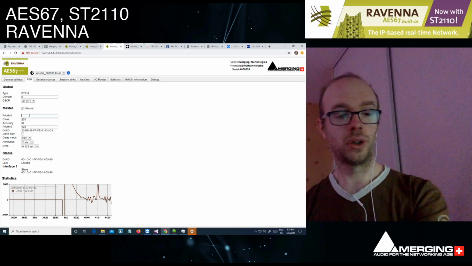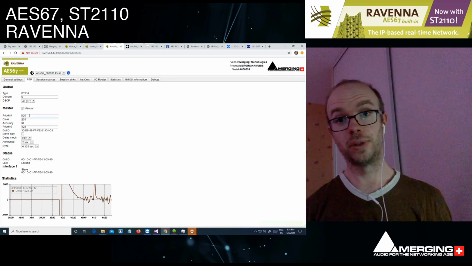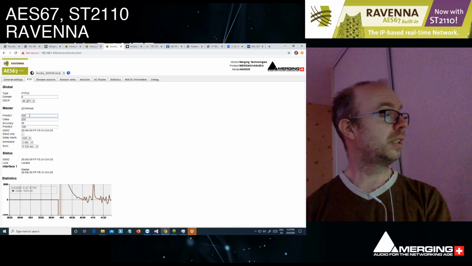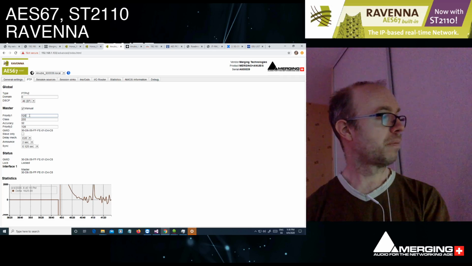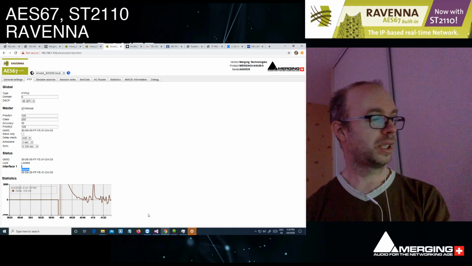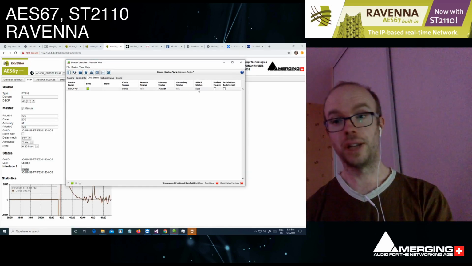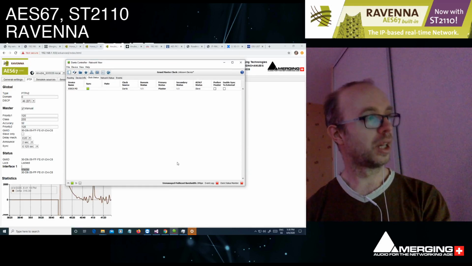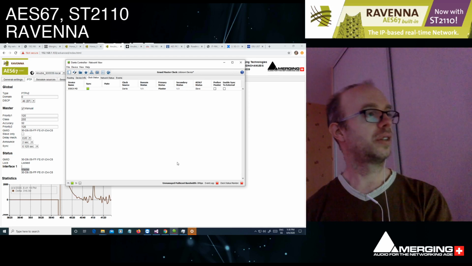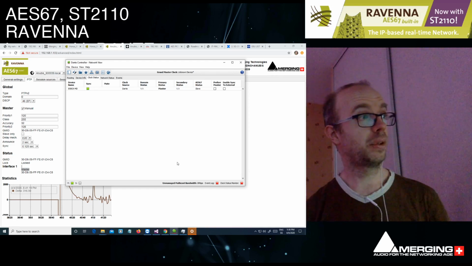If I set it on a value that is lower than the value of the Dante devices on the network, then boom, it just switched to master, and the Dante device here just switched to slave. So this is how you actually do an AES67 setup.